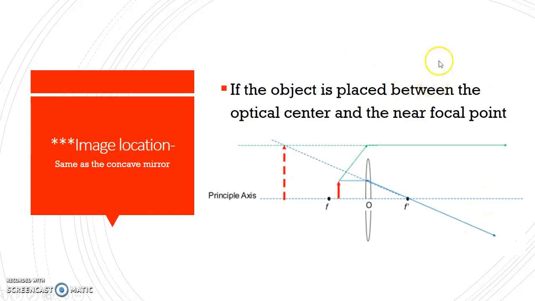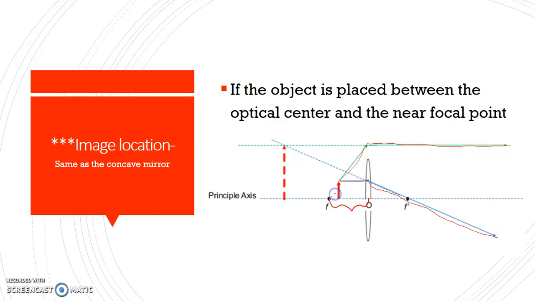If the object is placed between the optical center and the near focal point, please follow these directions. A lot of students were getting points off during the lab for this. So if the object, again, is in between the focal point and the lens, you're going to have to follow the same rules. So one passing through the focal point, or the far focal point. The other one would reflect parallel as soon as it crosses the lens.